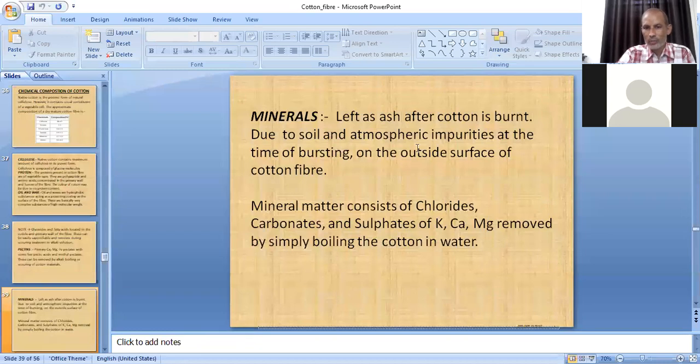Due to soil and atmospheric impurities at the time of bursting, when the cotton bolls burst open, some soil or atmospheric impurities are taken up by the fibers on the outside surface of the cotton fiber. So these are found on the outside surface of the fibers. Mineral matter consists of chlorides, carbonates, and sulfates of potassium, calcium, and magnesium, and can be removed by simply boiling the cotton in water.